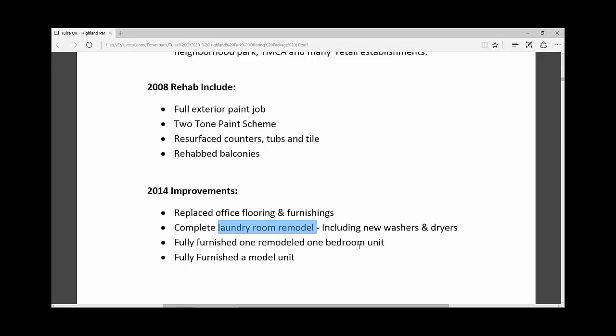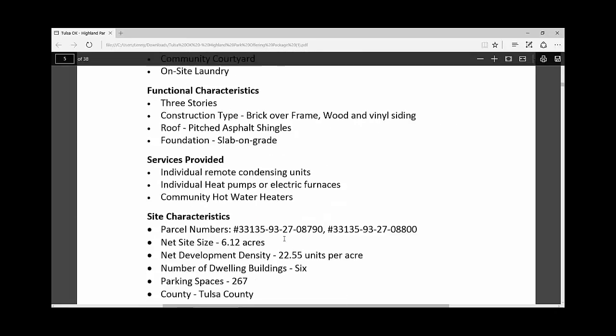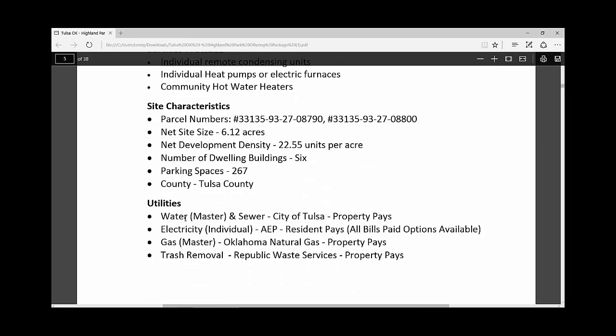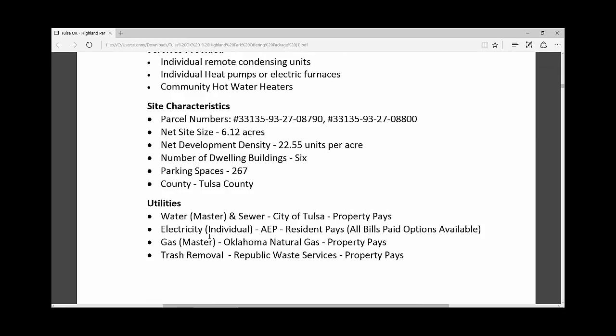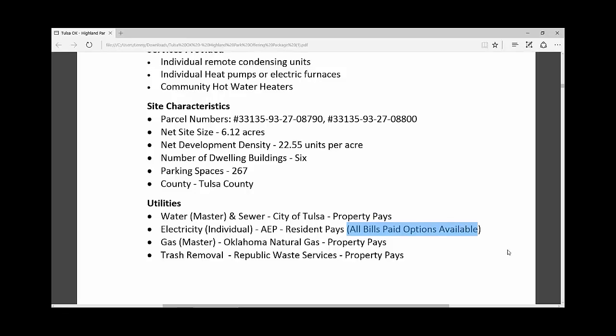Fully furnished remodel, 1-bedroom unit. Fully furnished a model unit. Big deal. Whoop-de-doo. Common area, okay, we won't get into that. Site utilities. Water, master and sewer, the property pays, yep. Electricity, resident pays. All bills paid, options available. Okay, all bills paid, options available. Now that is very important that you know that now, because that's going to have a big impact on how you calculate the rents.